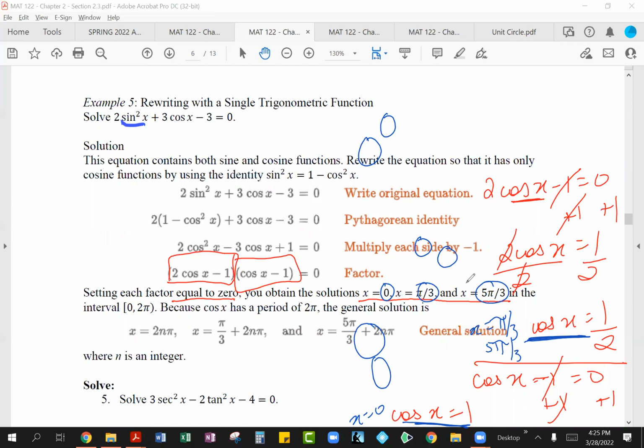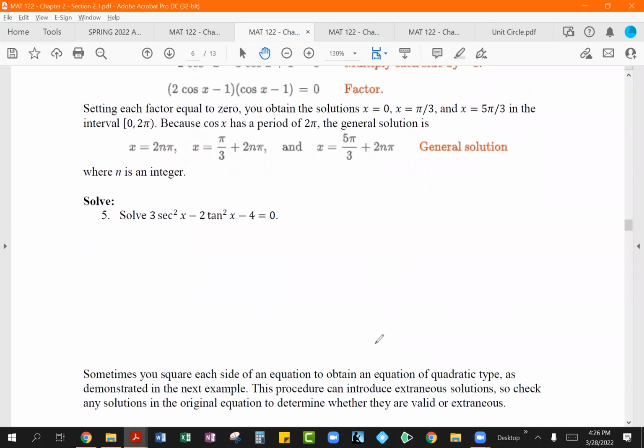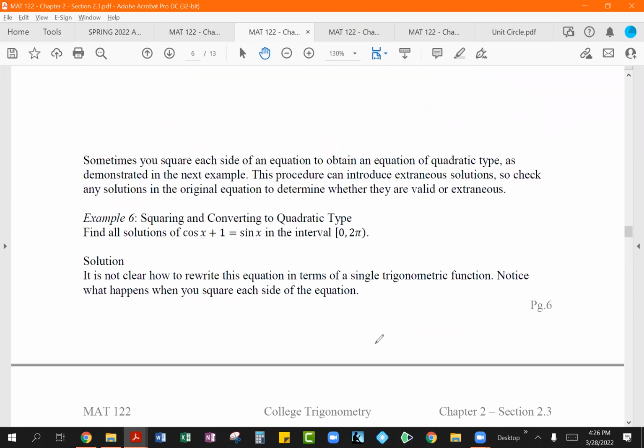And since we are doing this as a general solution, remember, you take the period of the cosine function and add that with your answer. So 0 plus 2n pi will just give you 2n pi, pi over 3 plus 2n pi, 5 pi over 3 plus 2n pi. So that's how you are going to go about solving these types of equations. So you've got another example here. So watch the video lecture for this to see how you can solve that.